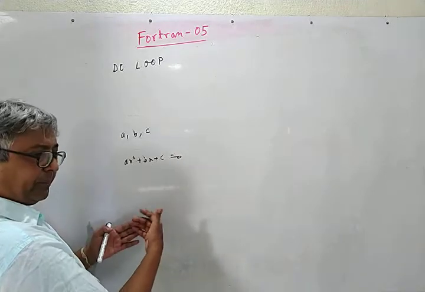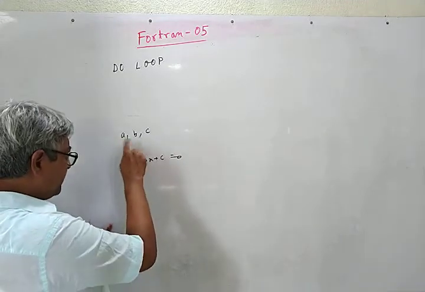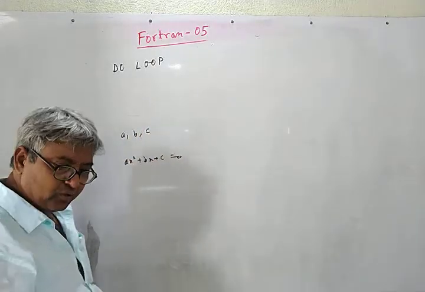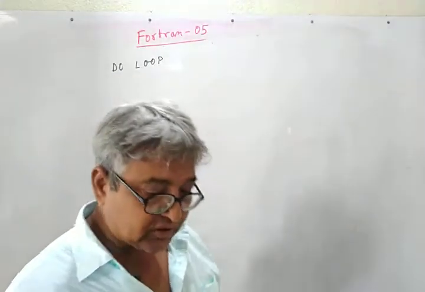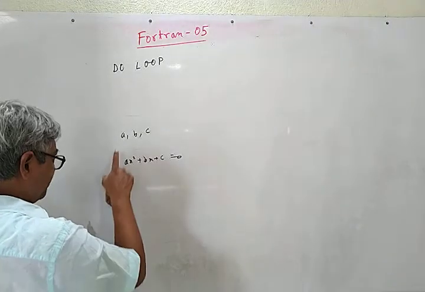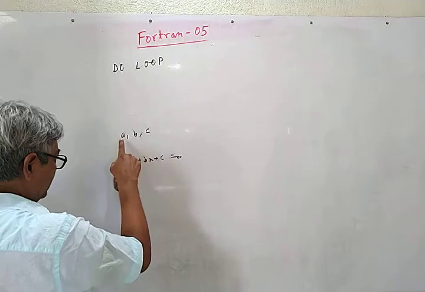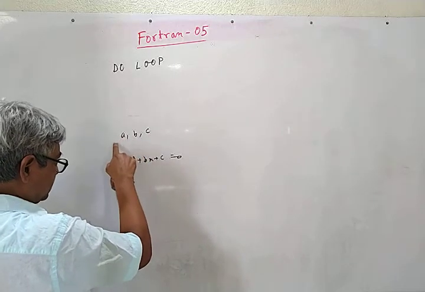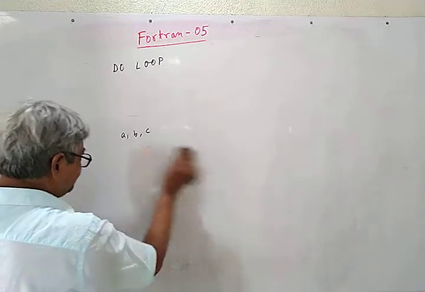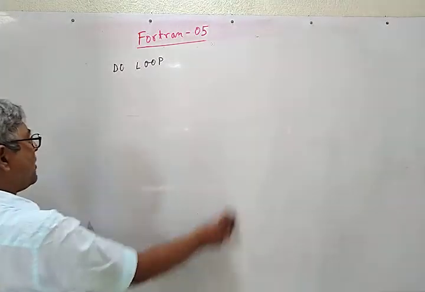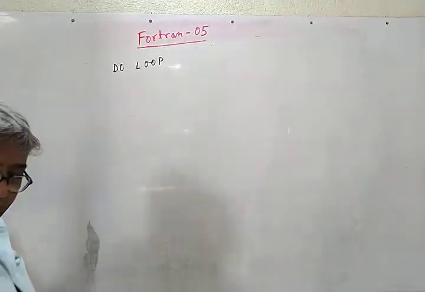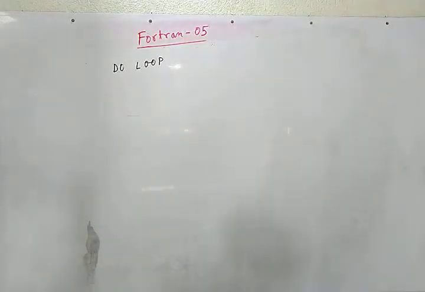Again, another person will be asked to provide the values of a2, b2, c2, and again the roots will be calculated. So the repetitive job has to be performed with the triplets of values of a, b, c. Such repetitive jobs are done by do loops. Let me take an example.